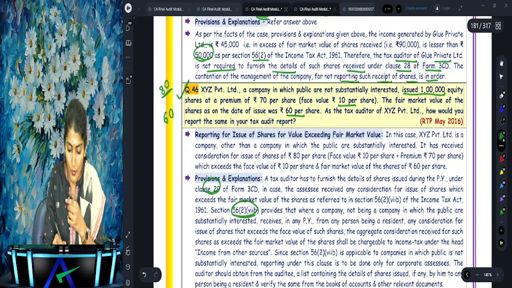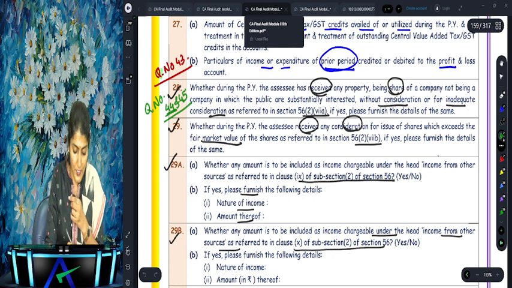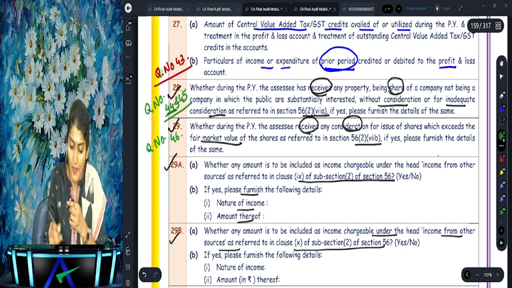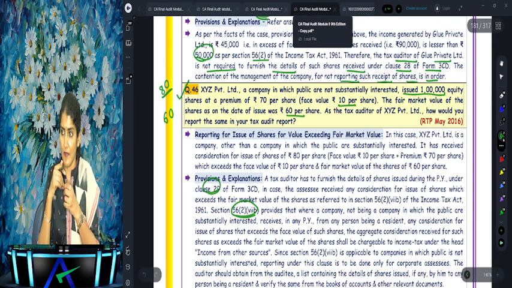Are you able to follow this, everyone? So that is question number 46.